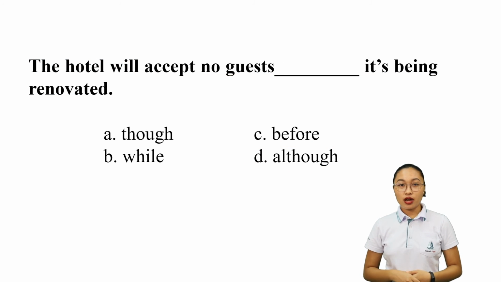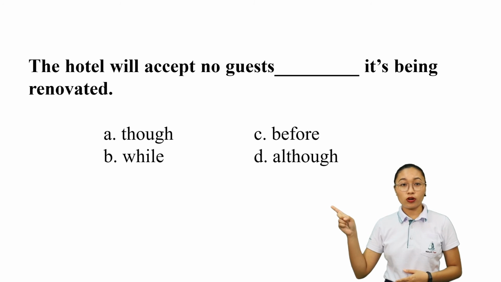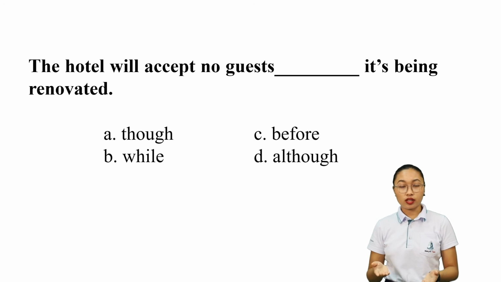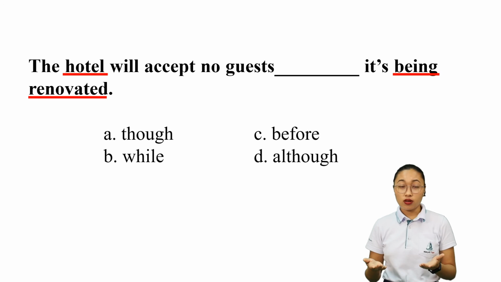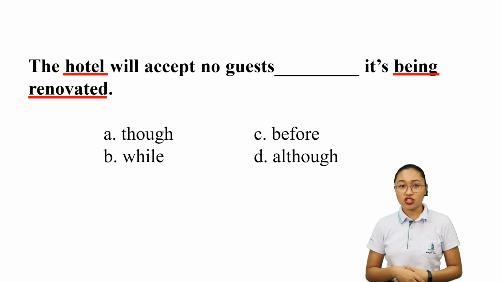Third, the hotel will accept no guests, blank, it's being renovated. A, though; B, while; C, before, or D, although. Seeing the choices here, we only have conjunctions for time and contradiction. If the hotel is being renovated or restored, it can't accept guests since it will be dangerous.